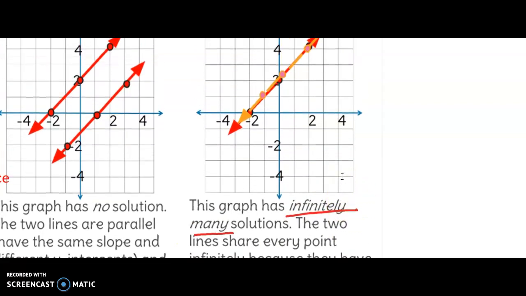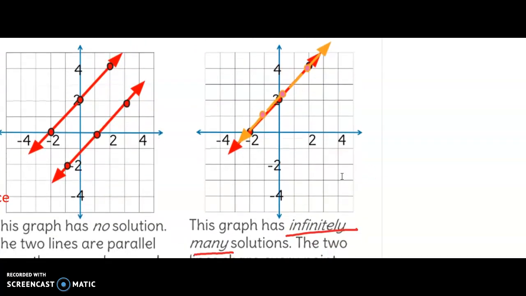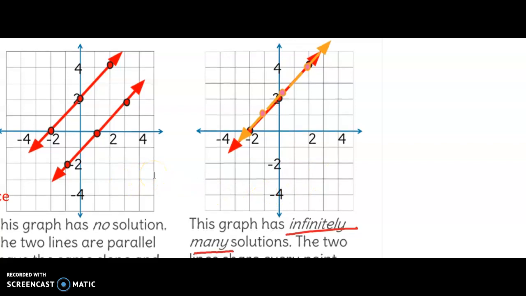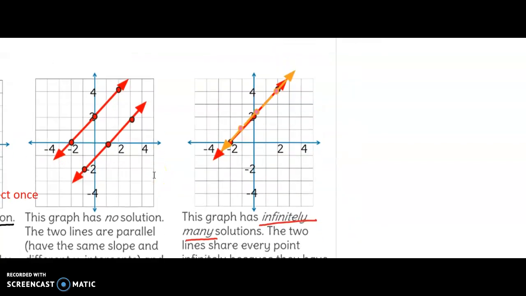This was a very basic introduction to graphing a system. Please make sure that you write this down in your notes, pause the video, rewind it if you have any questions, and move on to the next task.